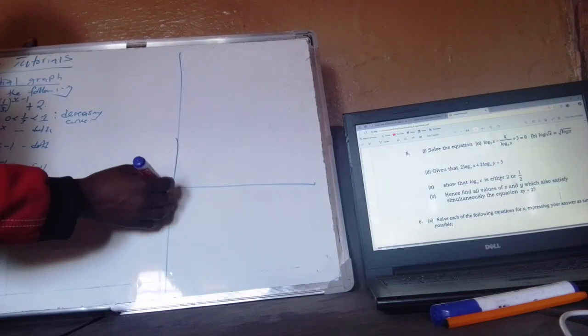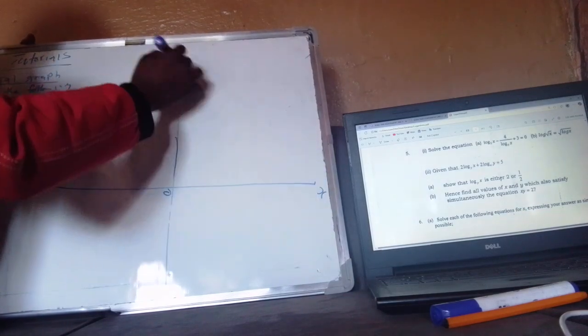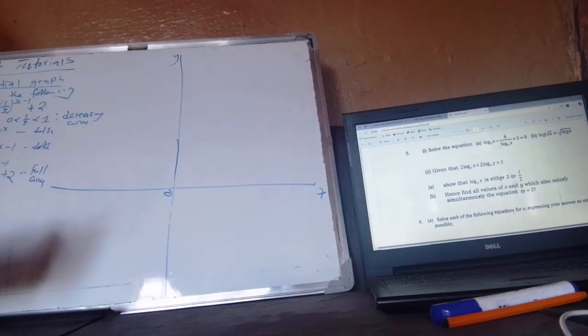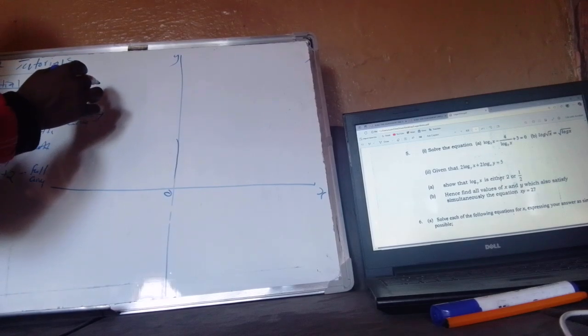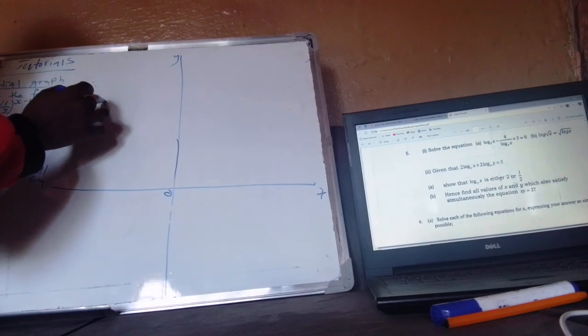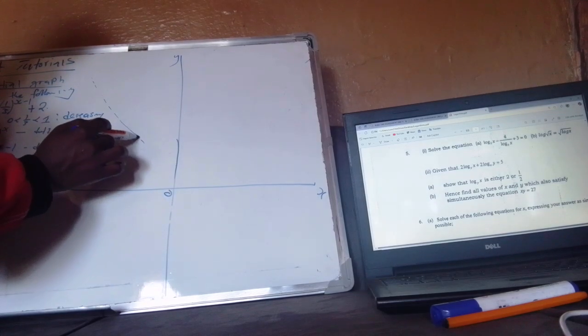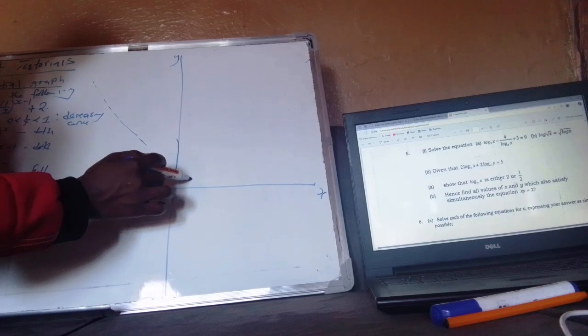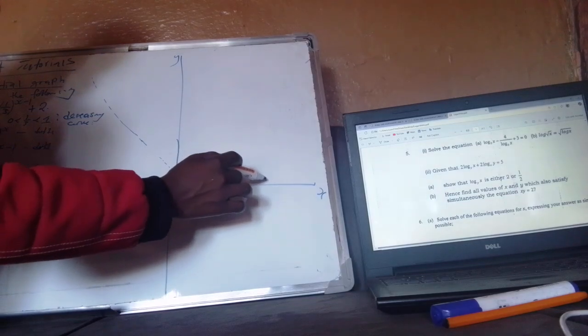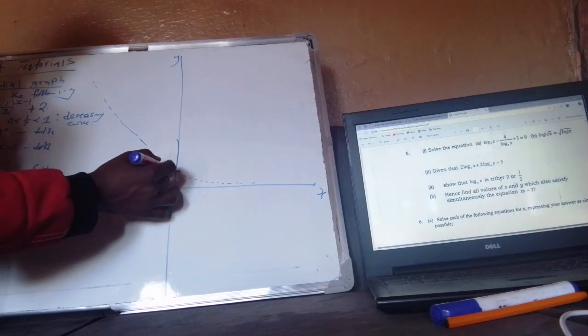So if this is x or y, we start with 1 over 3, which is decaying. The base is less than 1, so it's a decay curve. It will be decaying, passing through at 0, 1.